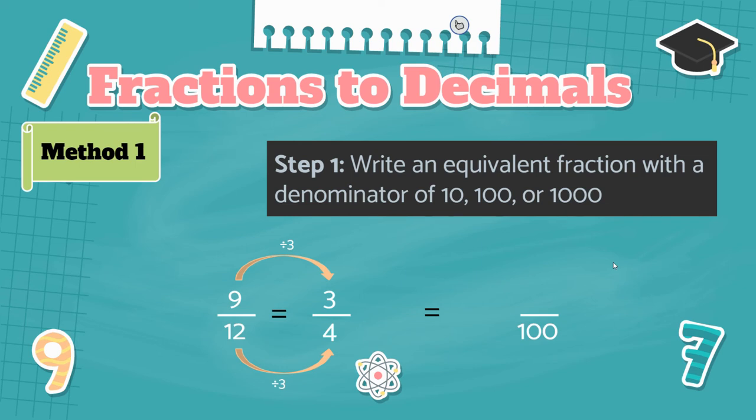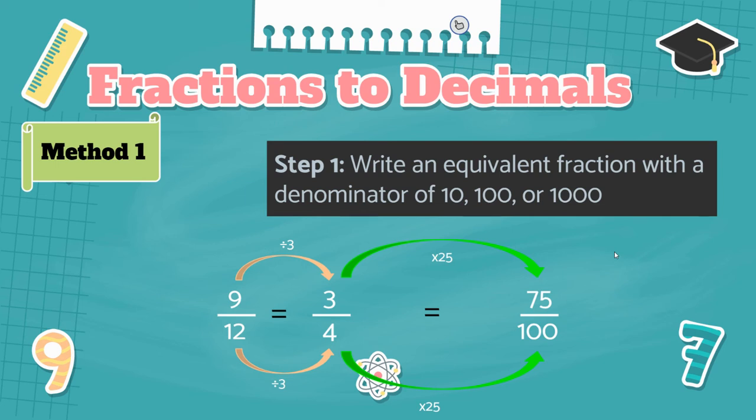You should automatically know 4 times what is 100 because money, quarters. How do you get from 4 to 100? Times 25. 4 times 25 will get you 100. 4 quarters is $1, right? If we multiply the bottom, we have to multiply the top by the same thing. So 3 times 25 equals 75. So now we have finally got our fraction that has a 10, 100, or 1,000 as the denominator.